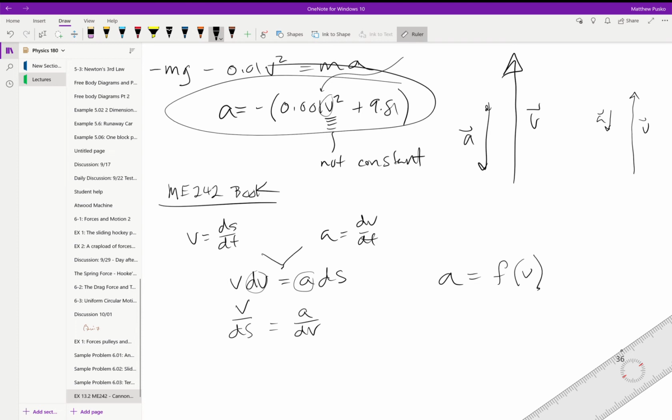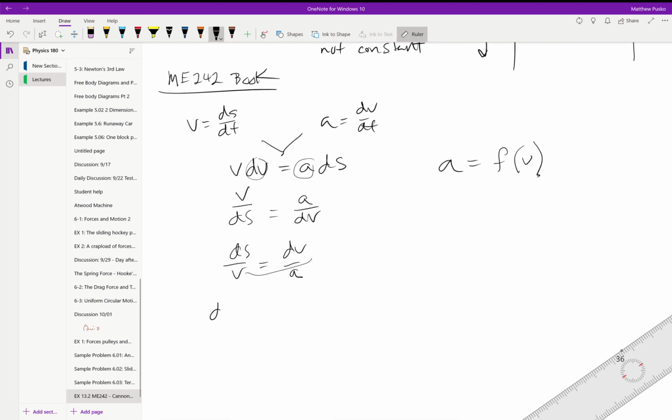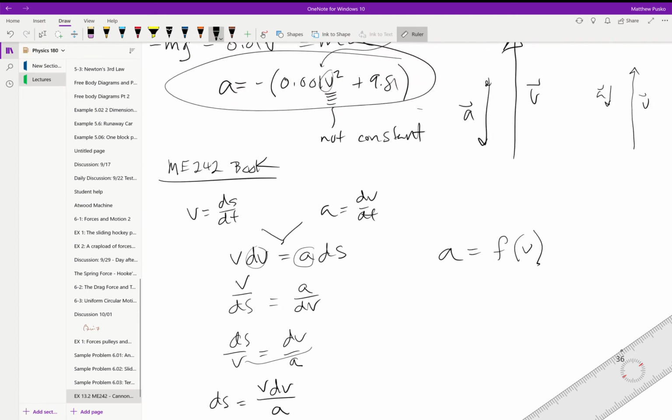Okay, we're looking for the maximum height. I'm going to flip this. Let's go ahead and move v back over here. Yeah, this will give us maximum height. Sorry, doing this one off the top of my head. We'll get ds is equal to dv times the velocity all over the acceleration. And we have a function for this acceleration. I'll copy it back down.